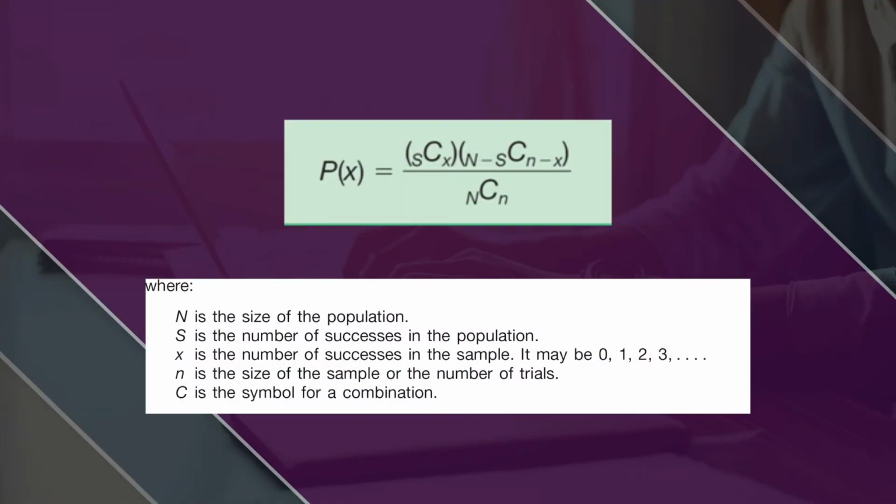The hypergeometric distribution formula is the combination of S and x, multiplied by the combination of N minus S and n minus x, divided by the combination of N and n. Here capital N is the size of the population, capital S is the number of successes in the population, x is the number of successes in the sample, which may vary from 0, 1, 2, 3, and small n is the size of the sample or the number of trials, and C is the symbol for a combination. There are certain good examples, and you will find a lot more.